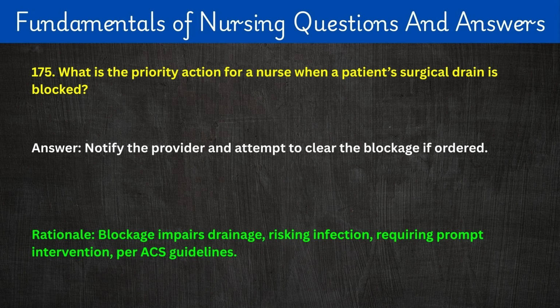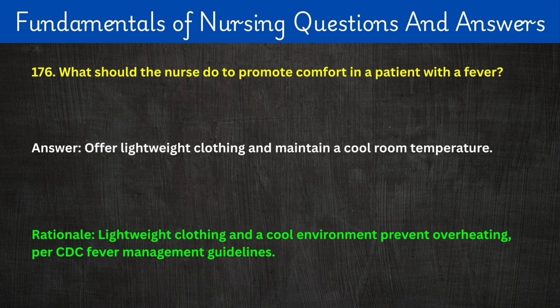175. What is the priority action for a nurse when a patient's surgical drain is blocked? Answer. Notify the provider and attempt to clear the blockage if ordered. Rationale. Blockage impairs drainage, risking infection, requiring prompt intervention, per ACS guidelines.